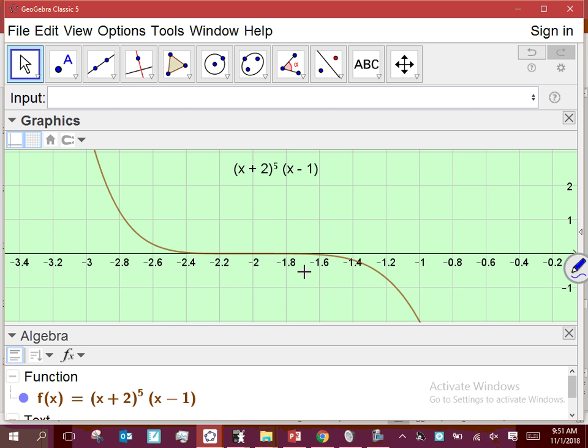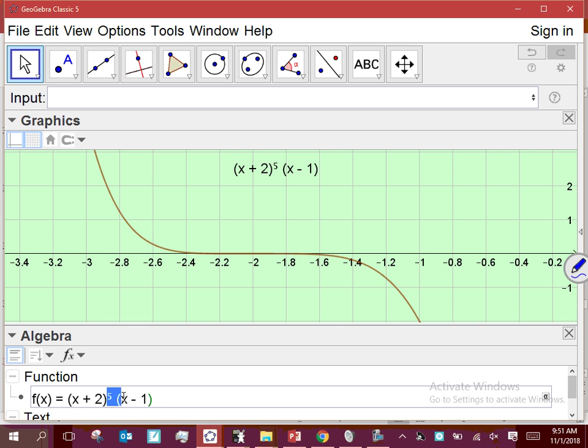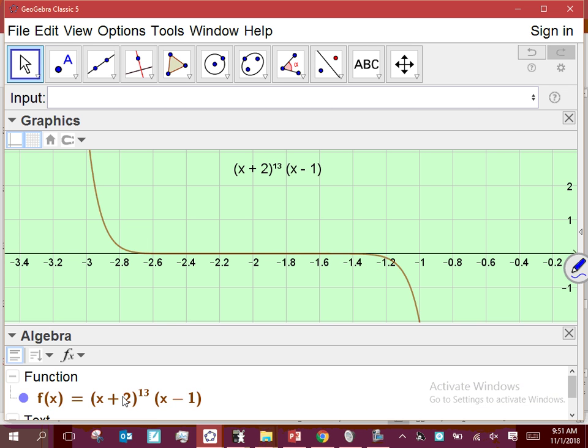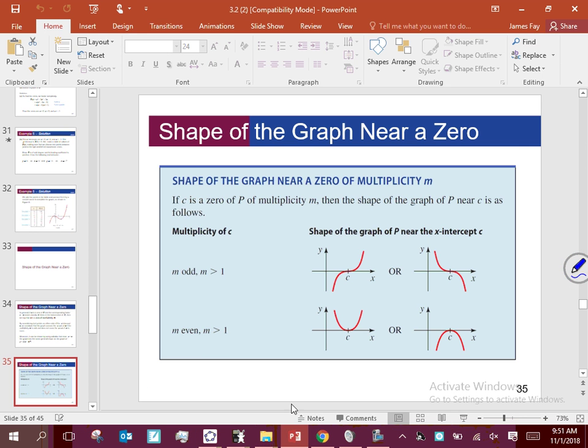Does the behavior really change at all? No. If I use 7 or 9, let's go 13, odd still. Does the behavior really change at all? No. It just snugs up to the x-axis a little bit sooner. But that S kind of shape is still there. And that's what this slide is getting at right here.